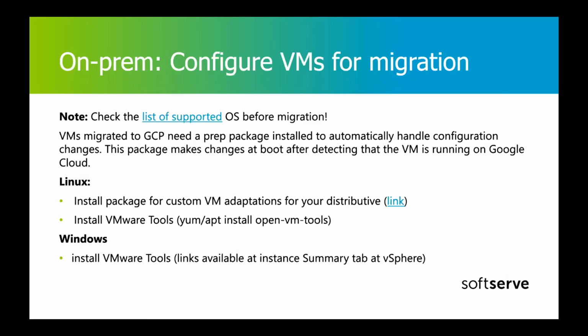So once we're done with that, we need to install a few packages to prepare our instance for migration. For Linux, we need to install a package with scripts that may change the boot process. Here under the link you can find the package for your distribution, and also you need to install VMware Tools. By default, it is already installed and running for Ubuntu or Debian, and you need to install and run it for CentOS or Red Hat. So these two packages you need.